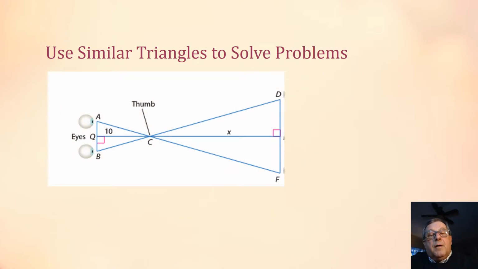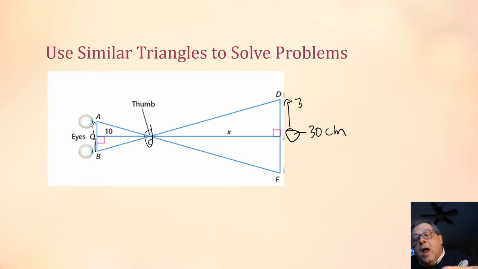So here we have a diagram, and here is Liliana's thumb. And we're told that the distance between her eyes and her thumb is 10 times greater than the distance between her eyes. And we've got 2 eyeballs sitting down here. And then here, let's say, is the clock at the front of the classroom. And we're told that this clock is 30 centimeters wide. And then as she switches eyes back and forth, this clock appears to move 3 clock widths.